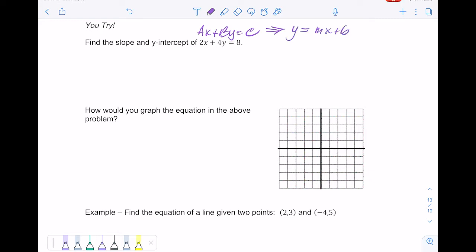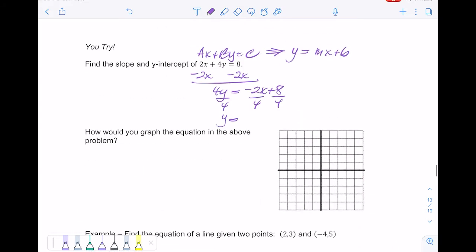So I'm simply going to just solve for y. I'm going to get the y by itself. So if I take my equation and solve for y, I'm going to subtract 2x. So I get 4y equals -2x plus 8. And then I'm going to divide by 4 and just simplify. So I would get y equals -2/4, which is -1/2 x plus 8/4, or 8 divided by 4 is 2.